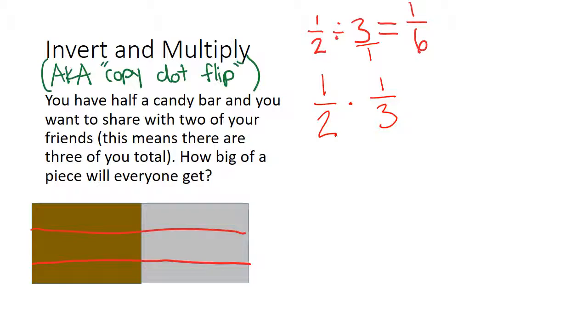Now we can multiply straight across. 1 times 1 is 1. 2 times 3 is 6. And we got the same answer that we got before.